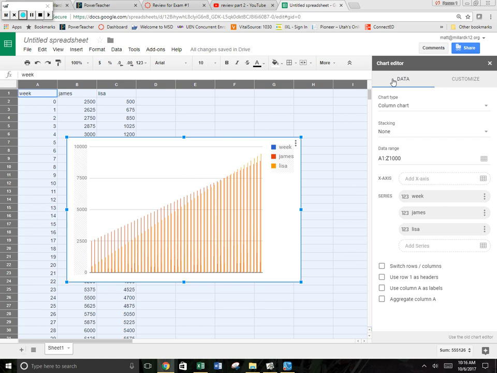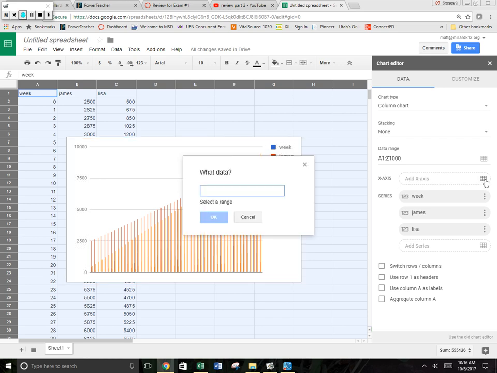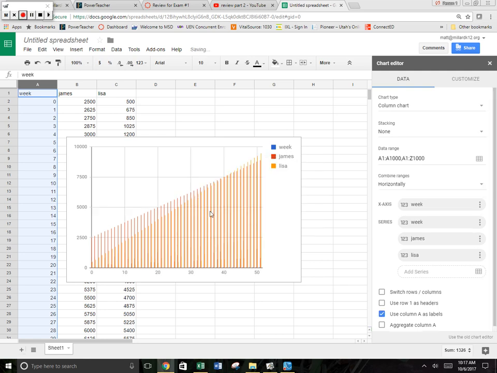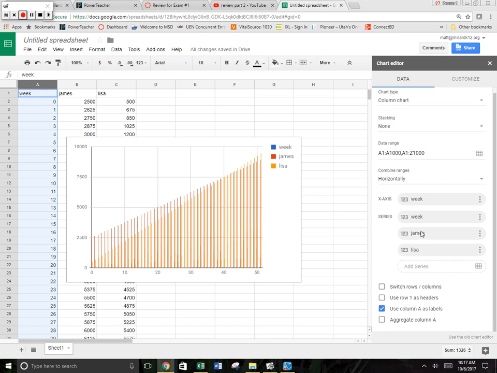And it might already have it. Looks like my y-axis is money. This might be good. So let's see. I want the x-axis to be column A, my time. Okay, there we go. Now your series, I have 3 series in here.